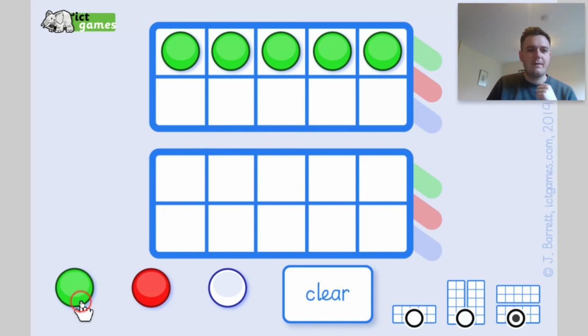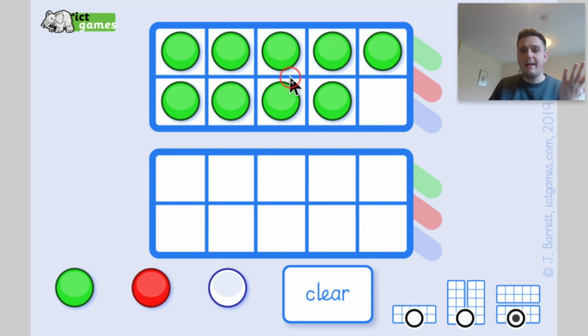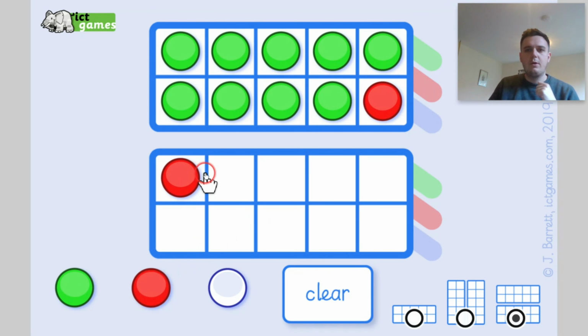4, 5, 6, 7, 8, 9. So we've got 9 there, and 2 red tokens. We've got 9 green and 2 red. I wonder what 9 plus 2 equals. Well, we've not got that many fingers, so we can use our 2 tens frames to help us. You can either count all of the green ones and the red ones all together. 1, 2, 3, 4, 5, 6, 7, 8, 9, 10, 11. Or we can know through practice that 9 plus 2 equals 11. We could use our fingers and we can go 9 plus 2, 1, 2 equals 11.